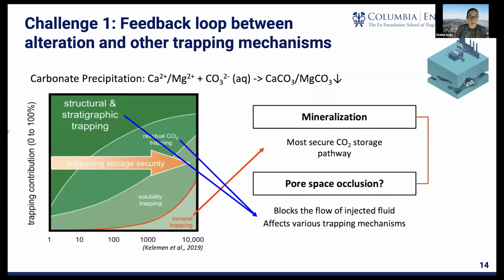Okay, so again, why do we care about these challenges? Well, I think everyone has probably seen these plots. Sally Benson had the first one, and it's been recreated in many papers. This one particularly came from Professor Kellerman, a colleague of mine at Columbia. We know there are various trapping mechanisms, and these apply for whatever your gas is. But the last one, the mineral trapping, is going to have interplay with all these others.